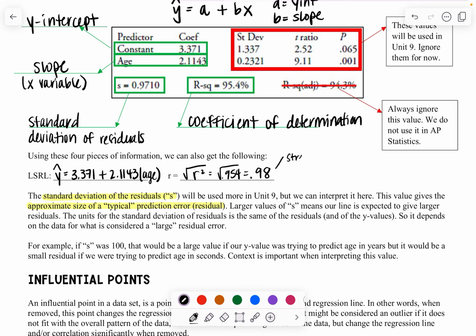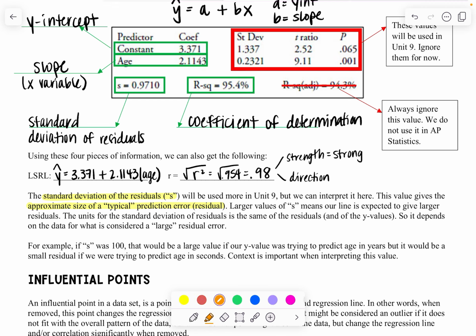Now, remember, r tells you two things. It tells you strength and it tells you direction. In this case, because it's really close to 1, we can say that it's strong. The thing you have to be careful about: if I'm getting r from r squared, I have no way of knowing what the original r value was, because if I take a negative and square it, and I take a positive and square it, it's both going to generate the same number. So what you have to pay attention to is the slope.